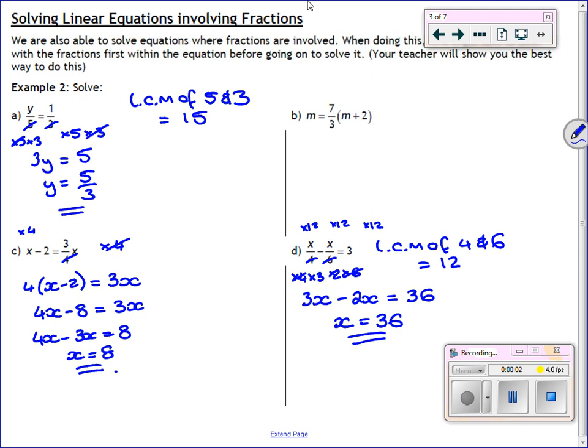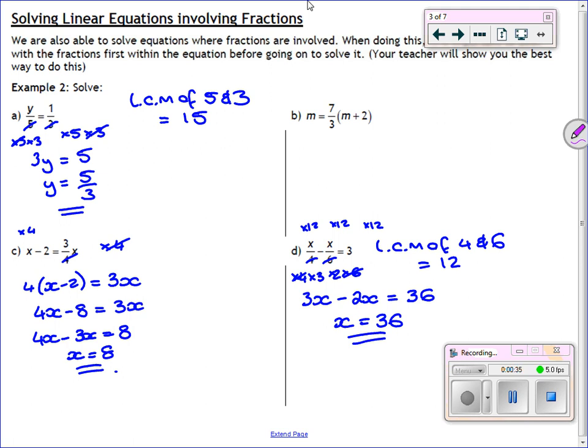Hi there. We're going to look just now at solving equations with fractions, but also when there's a bracket involved. Not that this is any more difficult, but it can be a little bit fiddly, and there's a few things just to bear in mind here. If we go back to example 2b, we have the equation that says m is equal to 7/3 bracket m plus 2. Now, the whole goal of this is to solve to find out what m is.